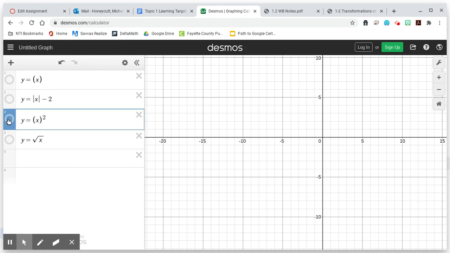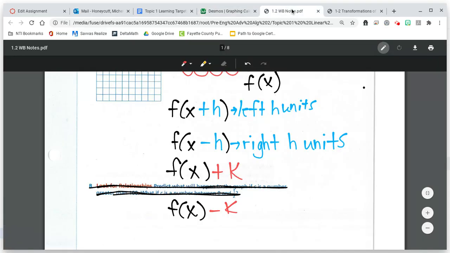So even with the parabola here, I could add 3, and I can tell you before I even type this in, it's going to shift the parabola up 3 units. So we can add that to our notes. If I add k, we're going to shift our entire graph up k units. And if I subtract k, that's going to be a shift down k units.